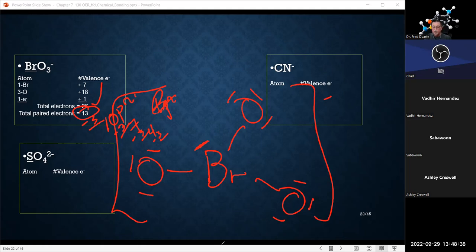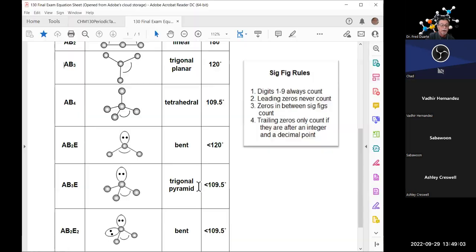And then the general formula, in case I'm asked information about this, is no different than we did before. We got A. B will be 3, and then E, we got an E here because there is a lone pair on the central atom. So our general formula will be AB3E, and that is that structure.